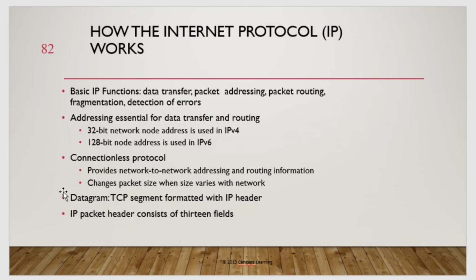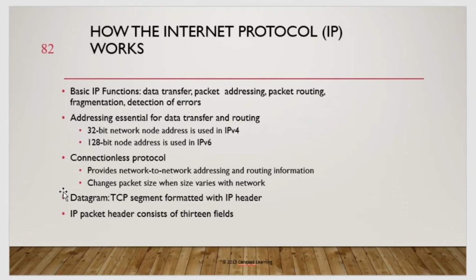Now, IP has basic functions. Number 1 is for data transfer. Number 2 is for packet addressing. Number 3 is for packet routing. And number 4 is for fragmentation. And number 5 would be for detection of errors. Addressing is essential for data transfer and routing.